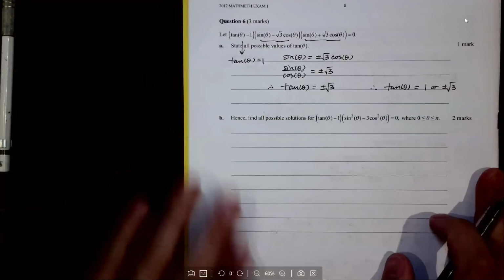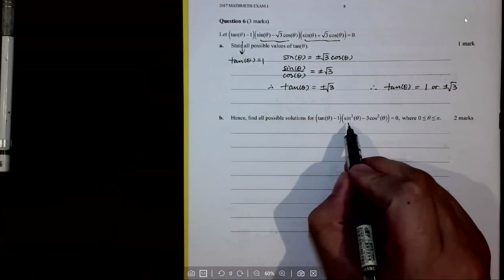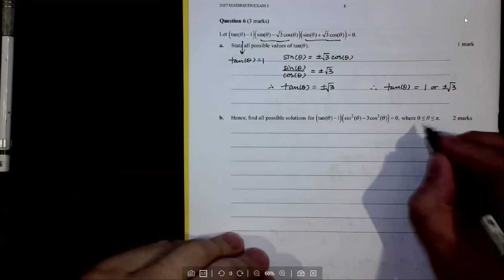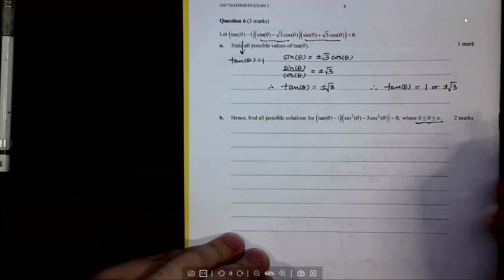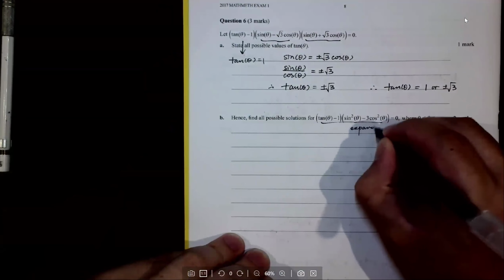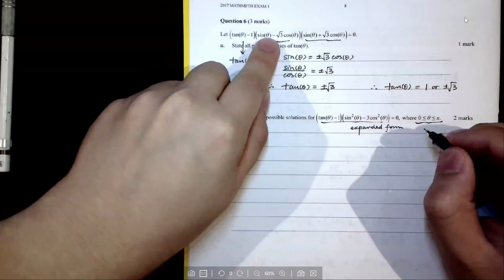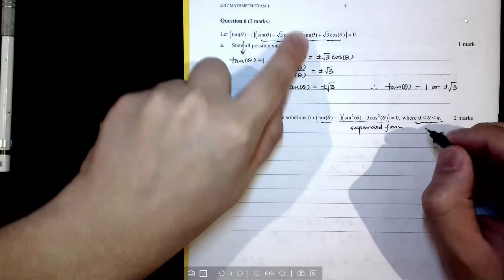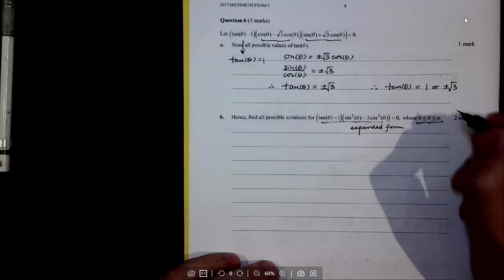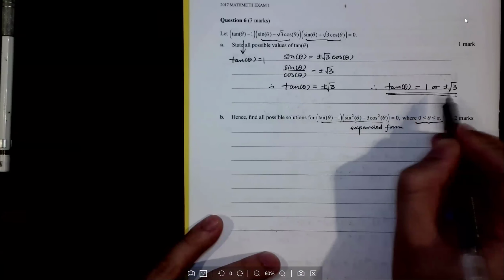And hence find all possible solutions for tangent theta minus 1 times sine squared theta minus 3 cosine squared theta equals 0, where theta is between 0 and pi. Well, this version is the expanded form of the above formula, like sine minus root 3 cos, sine plus root 3 cos, you get sine squared minus 3 cos squared. So that also has the three values we obtained before. They are identical.